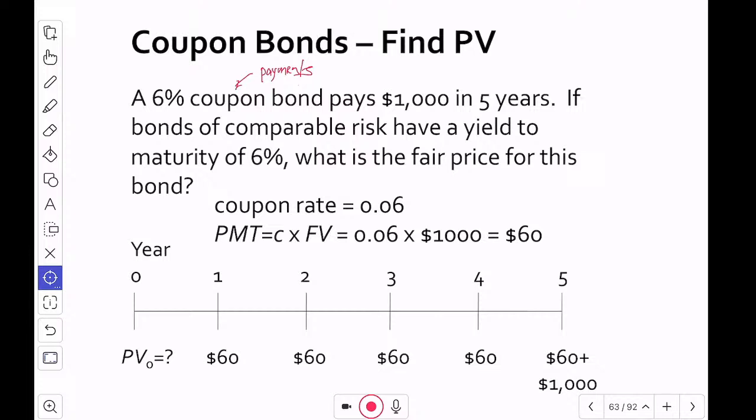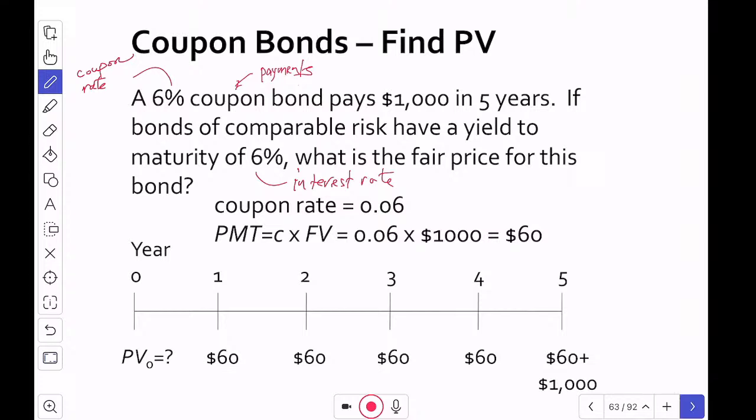You're told that the yield to maturity is 6%. So the implicit interest rate is 6%. The coupon rate is 6%. What is the fair price? Now, if you don't know the answer to this, you can use the calculator to solve it. But I want to go back to showing you that in this sort of a case where the coupon rate is the same as our interest rate or our yield to maturity, this is a special case.